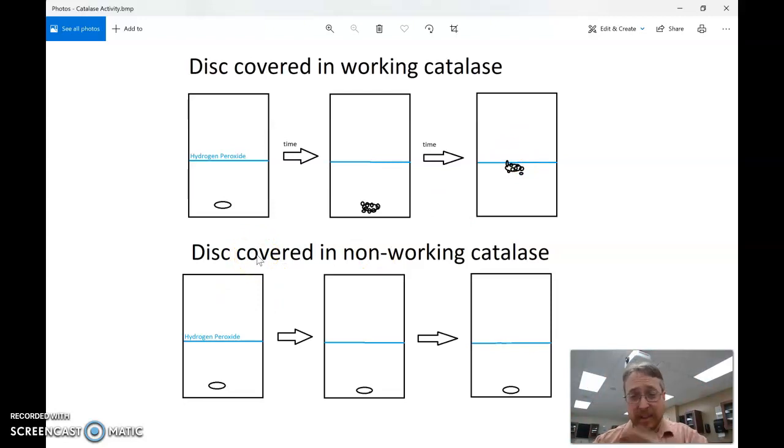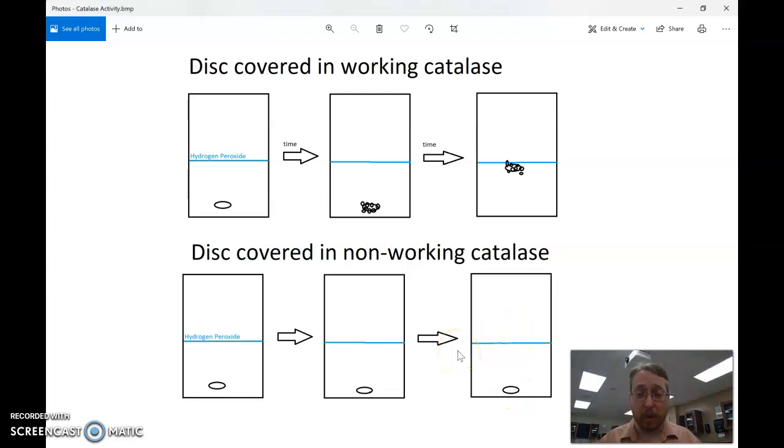Well, if catalase isn't working and you put the disc in hydrogen peroxide, then it's not going to do that reaction. So it doesn't rip apart the hydrogen peroxide. It doesn't make water. It doesn't make oxygen gas. So it doesn't matter how long you wait. If the catalase does not work, you will not digest hydrogen peroxide. You will not get oxygen gas, and it won't float.